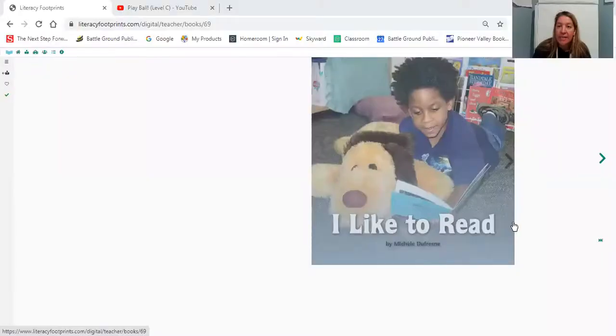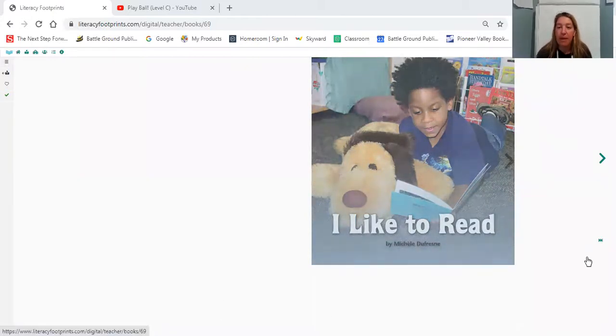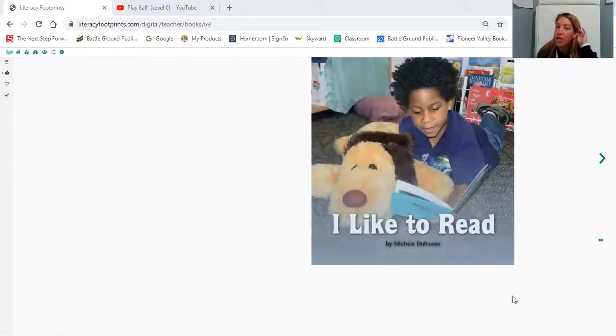So as you can guess, in this book, we're going to be reading about different places that this boy likes to read and different things this boy likes to read to. The book is called I Like to Read, and it's written by Michelle Dufresne, and this is published by Pioneer Valley Books, and they've given us the rights to read their books until the end of June. So you may read this book as many times as you want until then.